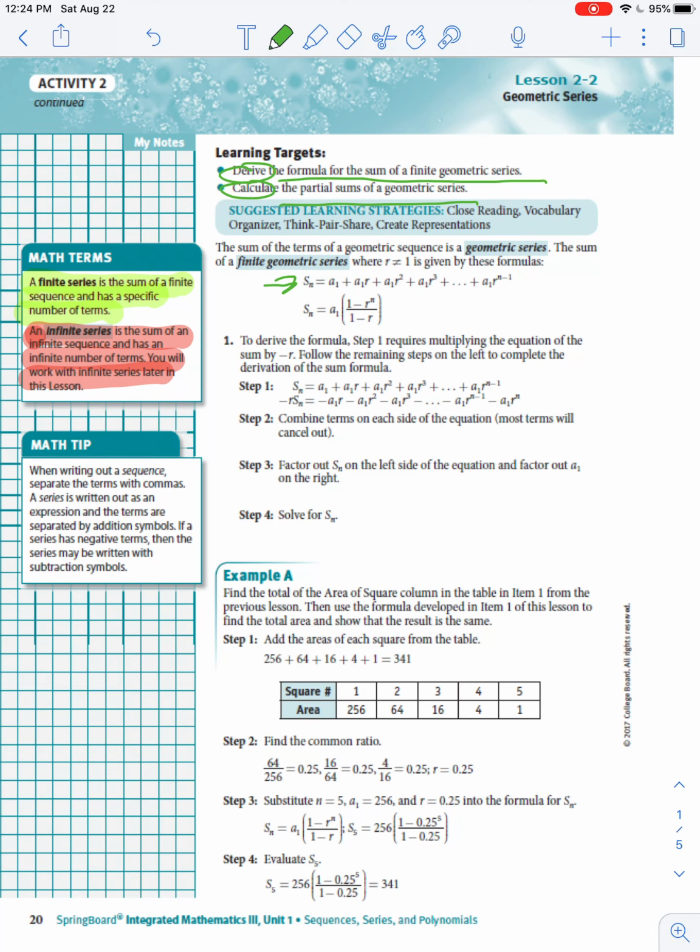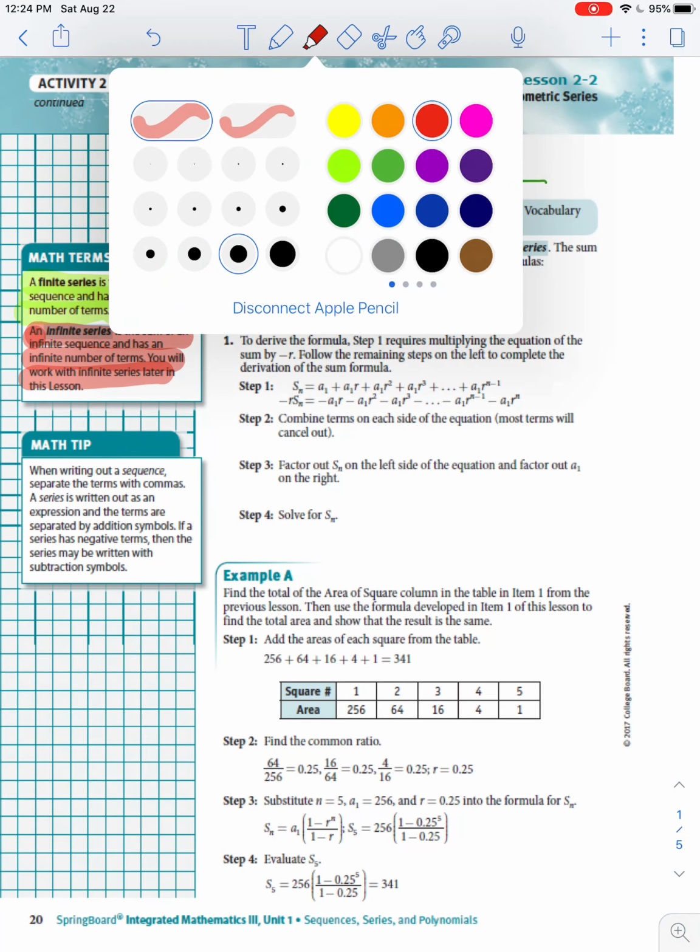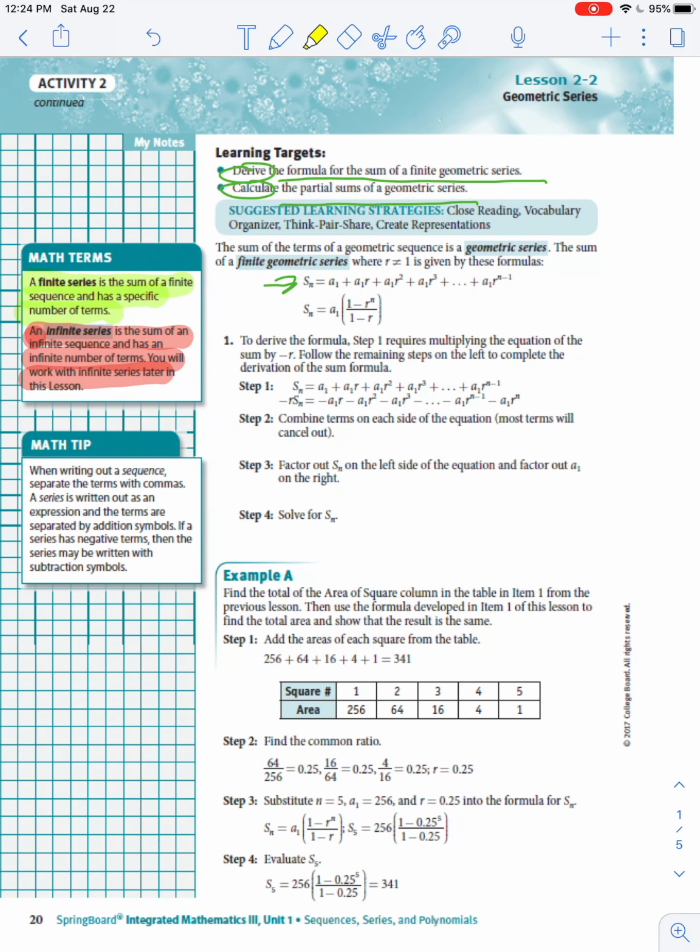Now, right here in the middle is where they're going to end up giving us the formula, and then they're going to show us how to get it. So there it is right there. That's how we find the sum of a finite geometric series. We read that as a sub 1 times the quantity, and then the numerator 1 minus r to the n power divided by 1 minus r. Remember, r is the common ratio.